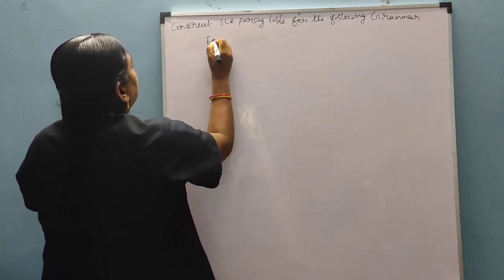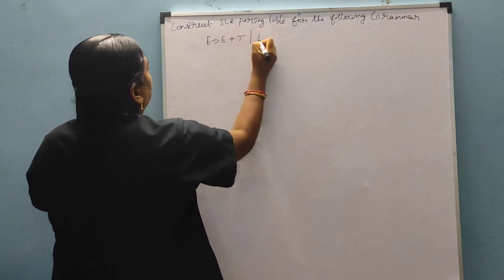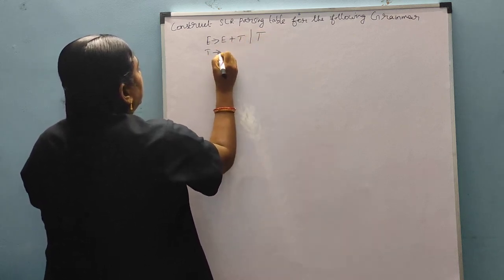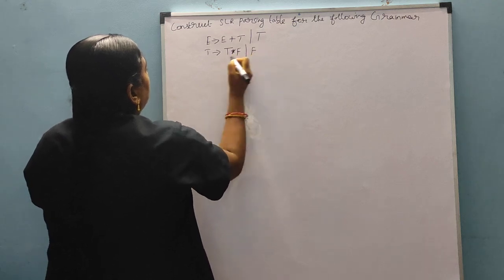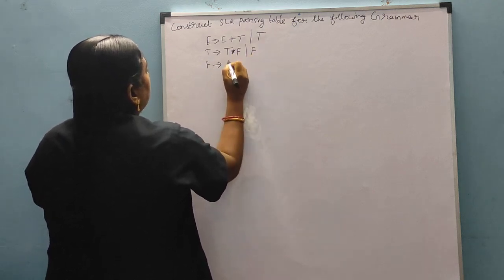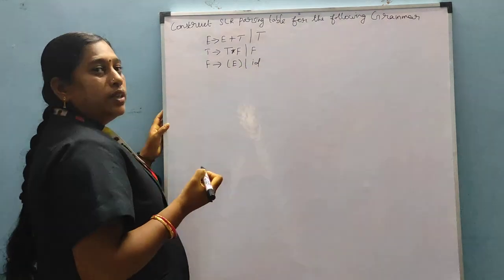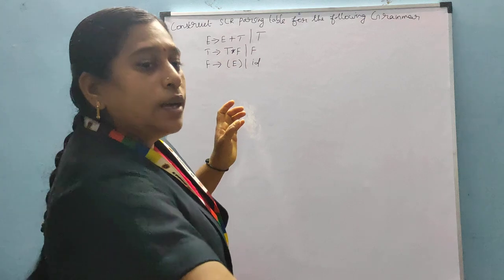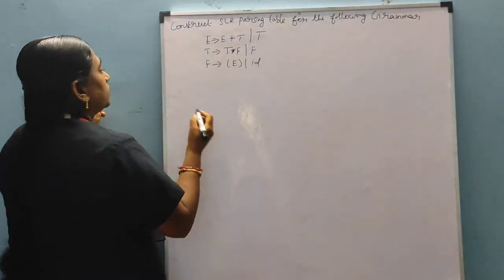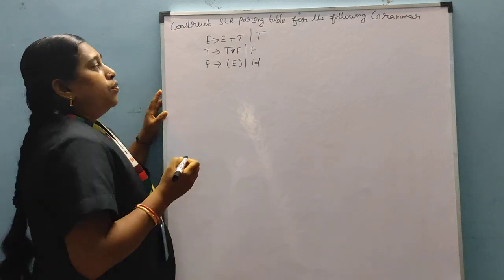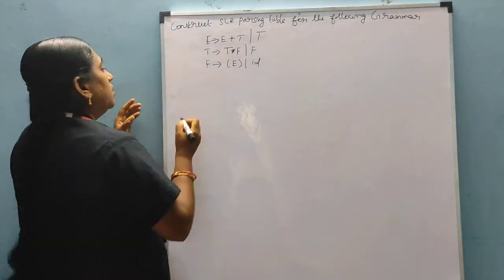Grammar is E tends to E plus T or T, T tends to T star F or F, F tends to E or ID. This is the given grammar. For this grammar, we have to find the SLR parsing table. First step, for this grammar, how to find the augmented grammar. That is the first step.